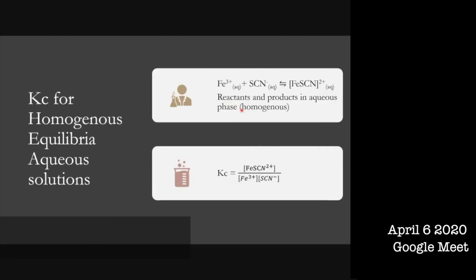Now, here is a second example, just to give you an idea of homogeneous equilibria need not be only for gases. It can also be in aqueous solutions. Reaction between iron 3 ions and thiocyanate ions, giving you a brown colored substance, FeSCN2+. So if you write an equilibrium expression of products over reactants, there you go. You can get an equilibrium constant expression as indicated here.